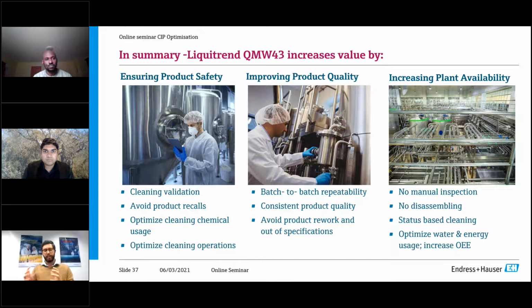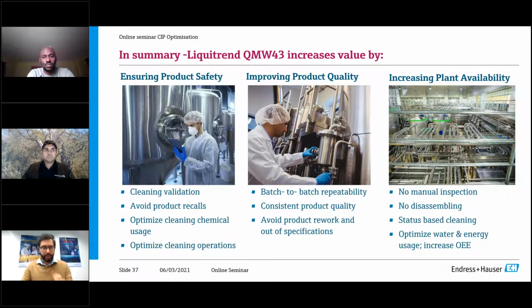Instead of, let's say, spending time with very intensive manual inspections, if you have an online measurement that is really reliable and can really reduce the time for you to start your process as soon as possible, this is a really good gain in productivity for you.